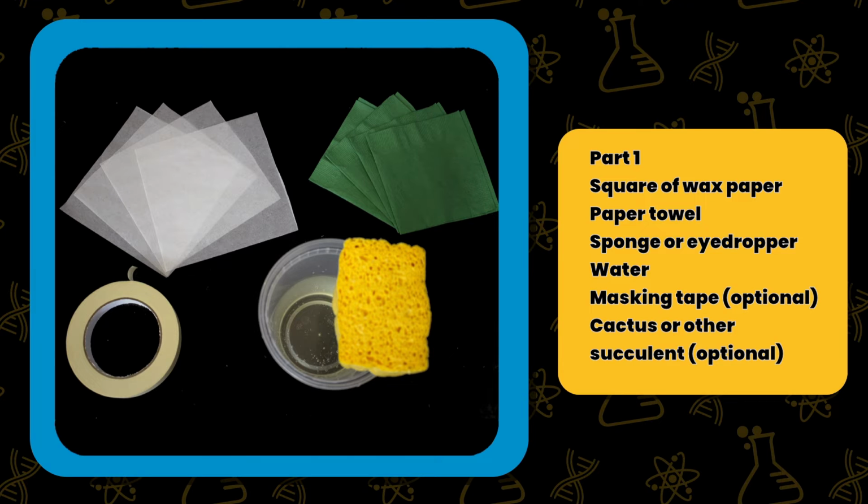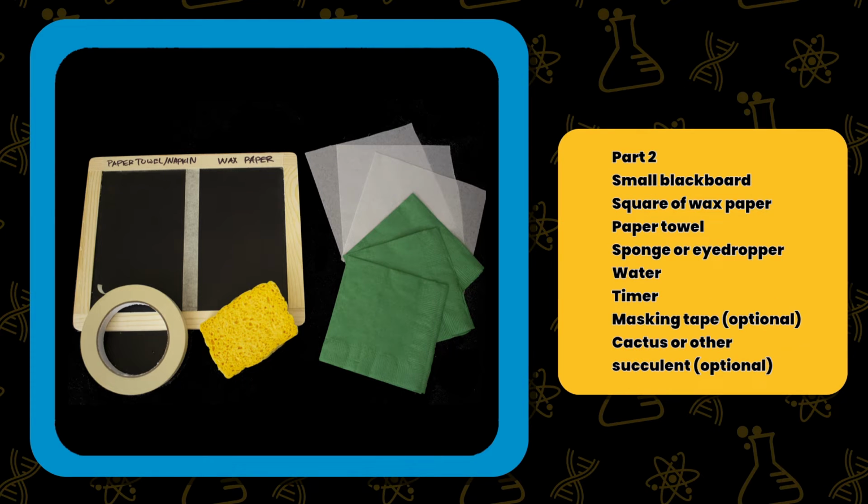Let's go over the materials you'll need for both Part 1 and Part 2 of this demonstration. For Part 1, you'll need a square of wax paper, some paper towels or napkins, a sponge or eyedropper, a little bit of water, and optionally some masking tape for securing the wax paper and the napkins, and if you feel like it, a cactus or other succulent plant you can use to demonstrate how real succulents work based on your model. For Part 2, it's virtually the same materials.